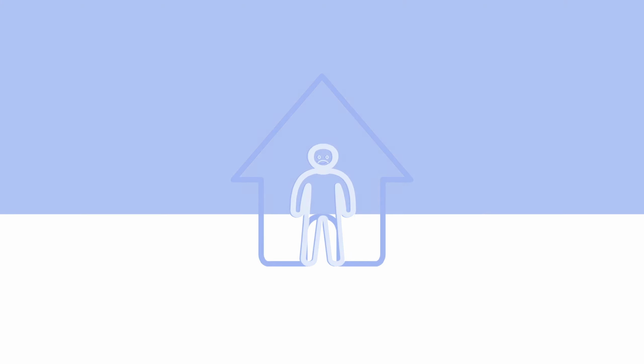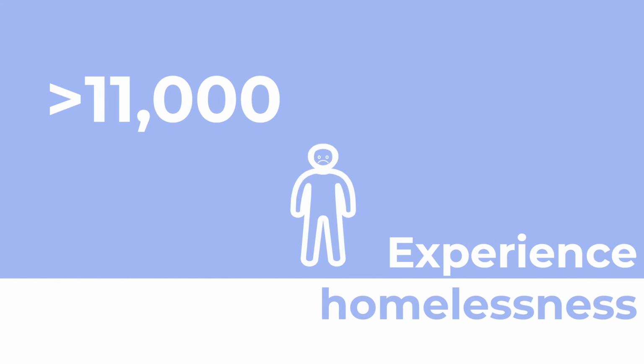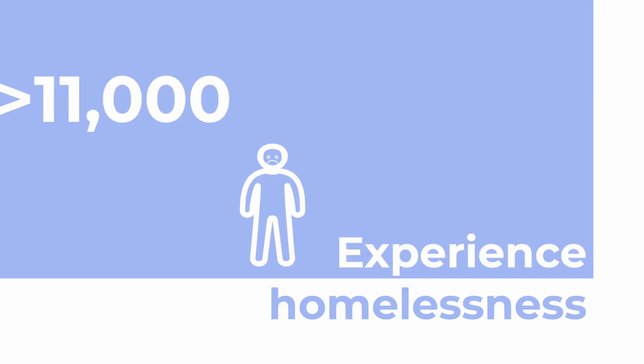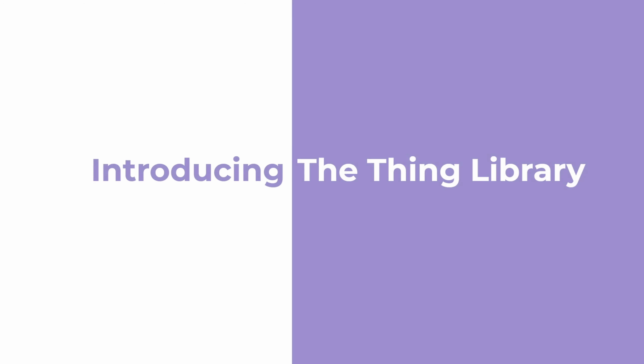In 2019, more than 11,000 people in King County have experienced homelessness. This emerging problem facing our community poses new challenges as we find ways to improve their quality of life and combat stigma. We'd like to present the Thing Library, a design that can improve our homeless community's access to essential goods and information resources in a technology-focused world.